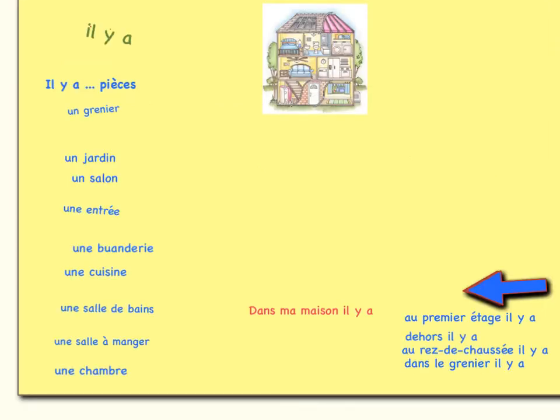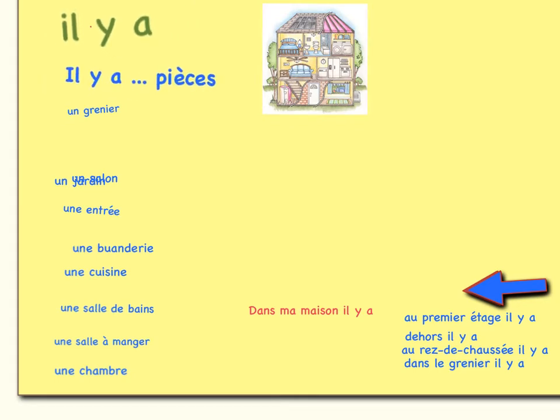Another really important structure for helping you describe a house is il y a. Il y a means there is or there are. You can put this in front of any of the rooms of the house. Before we recap the rooms of the house, let's look at this sentence here.